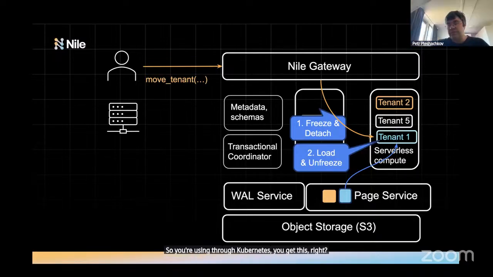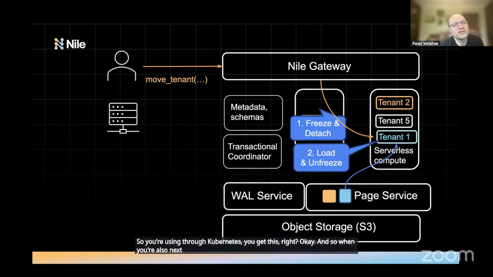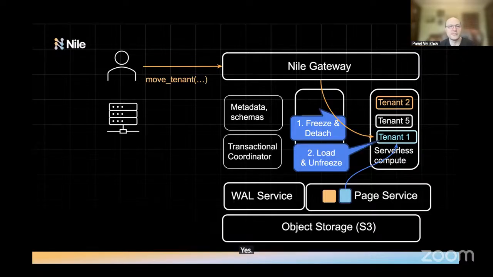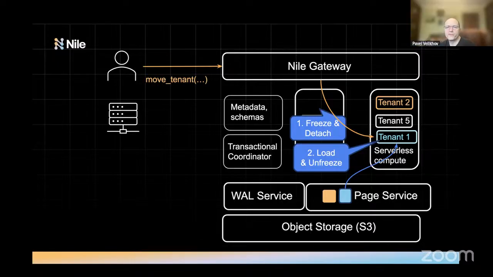Okay. And the next question from me is, when you're branching, you cannot do any per tenant schema changes, right? So the schema across all tenants has to be always the same, right? Yes, schema should be consistent across tenants. Yes, but that's expected. And when you're doing the move, you don't really have downtime. You might just have higher latency, right?